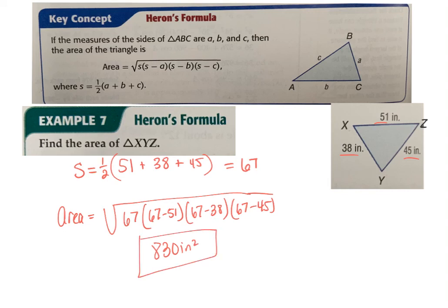But the hardest part is remembering the formula. Add up your sides, divide by 2, that's your S. Then you're going to take the square root of that number times each side subtracted from that number. And that will give you the area.